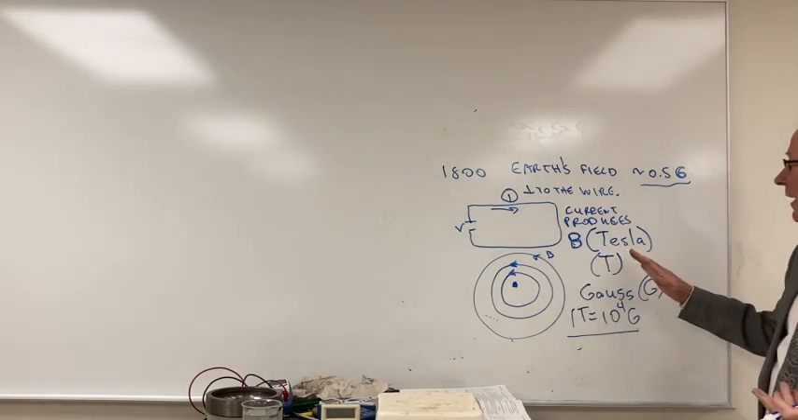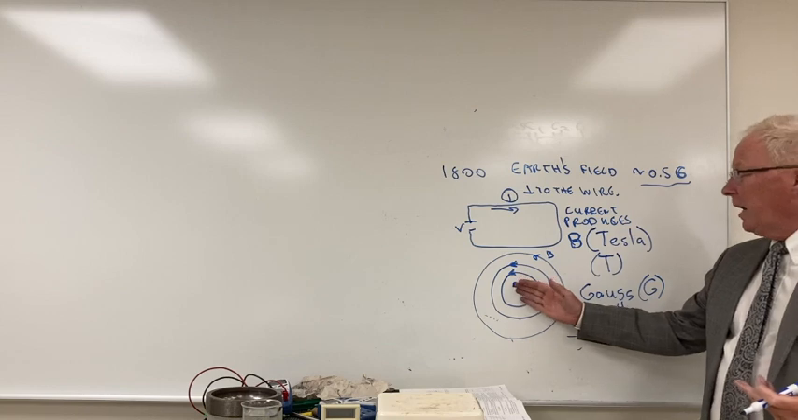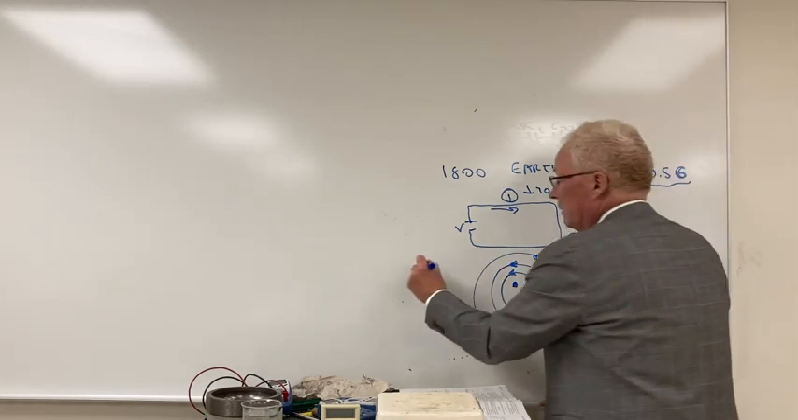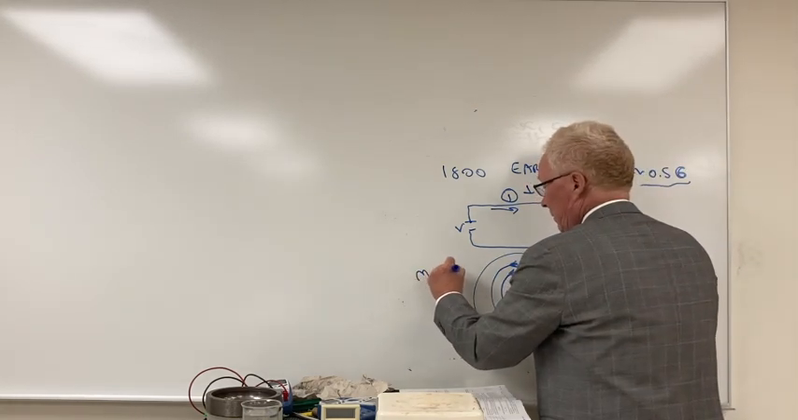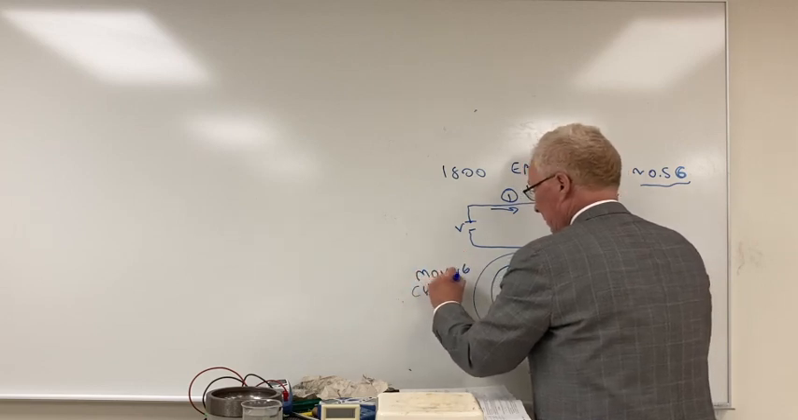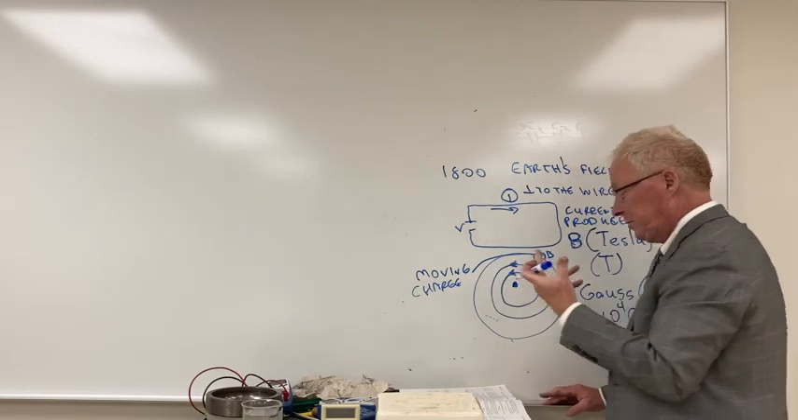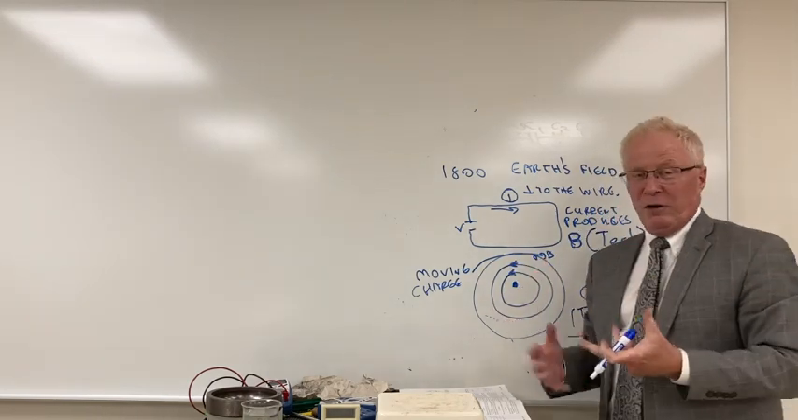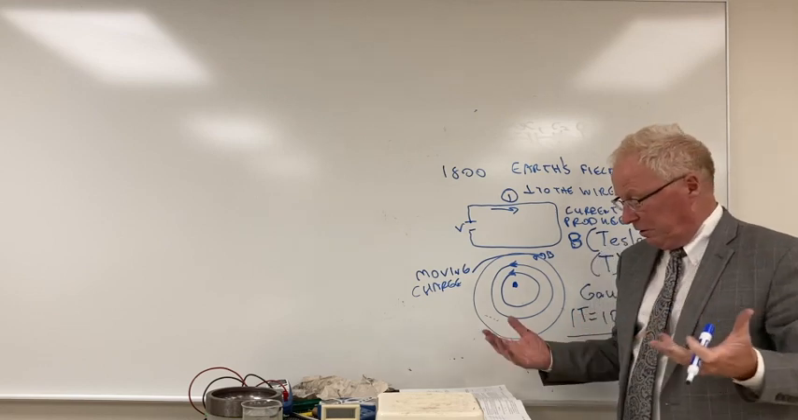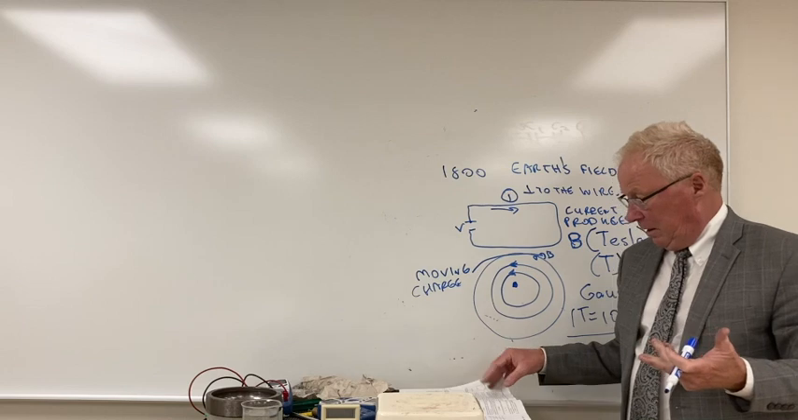And the way we produce a magnetic field is by a current. A current, a moving charge, produces a magnetic field. Not a stationary charge. You have to have a moving current.